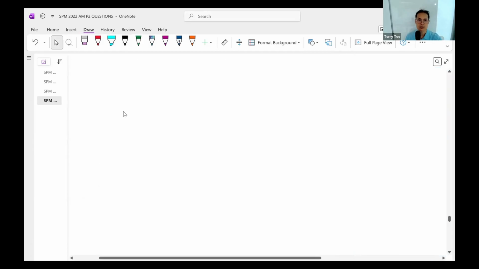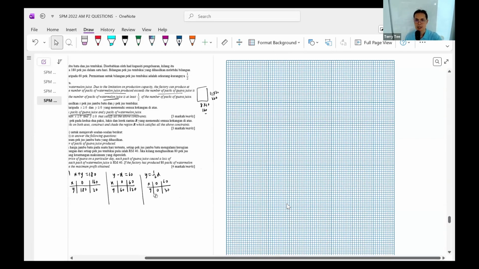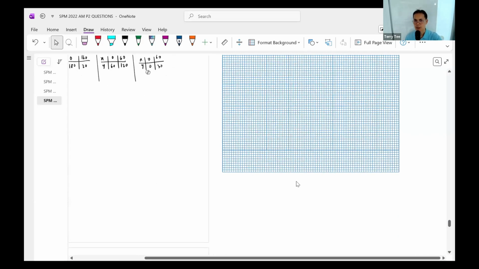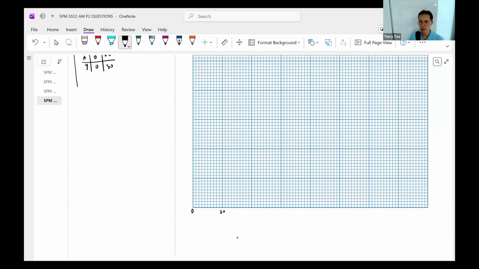All right, so let me start plotting. You need 2 cm to 20. So let's start. For linear programming, we always start from the bottom. There won't be negative values. Your number of packets of juice and all that cannot be negative. So this is 20, 40, 60, 80, 100, 120, 140, 160. These are x. Draw a line.